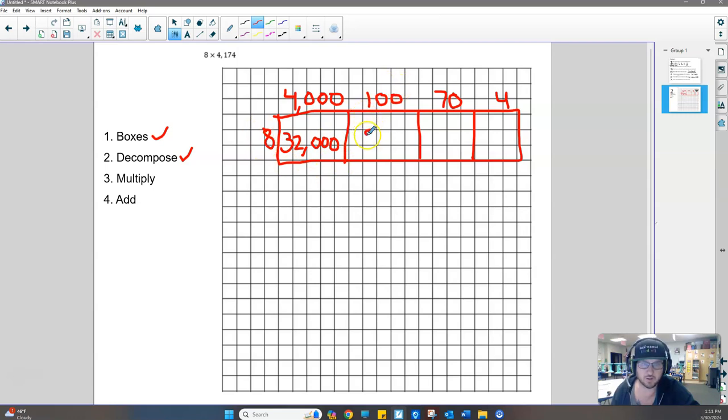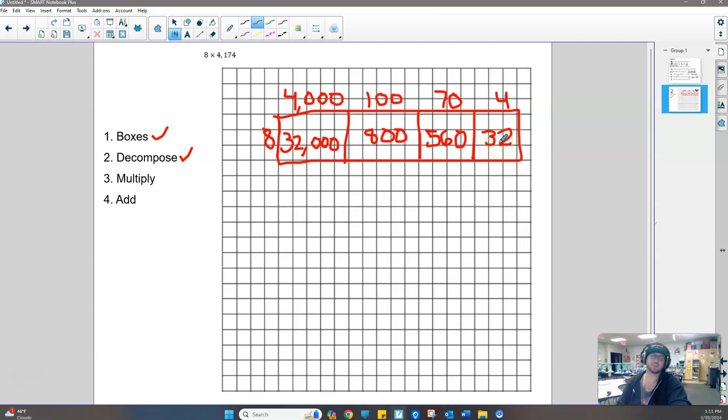8 times 100, 8 times 1 is 8. And because it's 8 times 100, I put 2 zeros on the end. 8 times 7 is 56. And because it's 8 times 70, it has that 1 zero there. I need to put 1 zero on the end here. And 8 multiply 4 is 32.